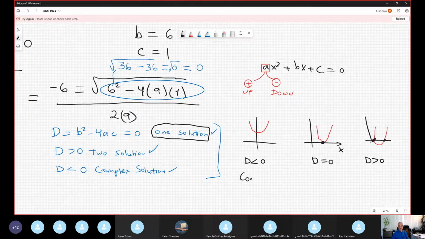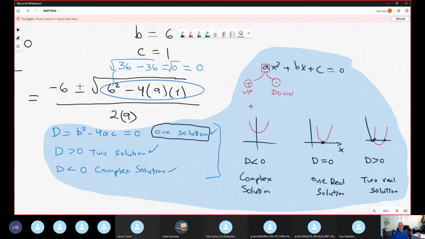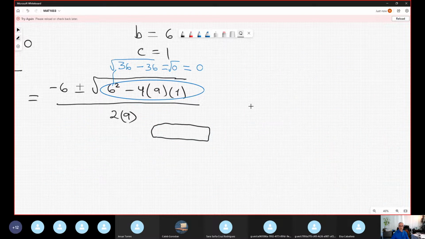It's a complex solution, one interpretation. One solution, real, of course, one real solution. And two real solutions. I don't care if it's rational or irrational, but it's real. This is not super important now, it's just general knowledge, useful to understand more clearly the three possibilities we have in the solution. So let's continue and move on to the pending problem that I didn't finish.